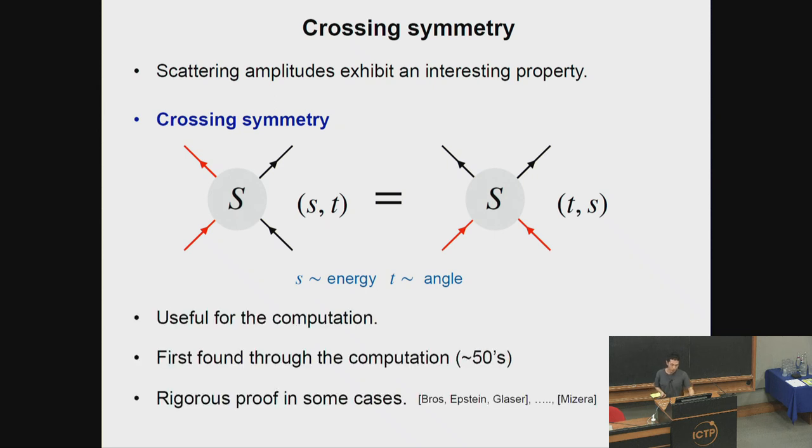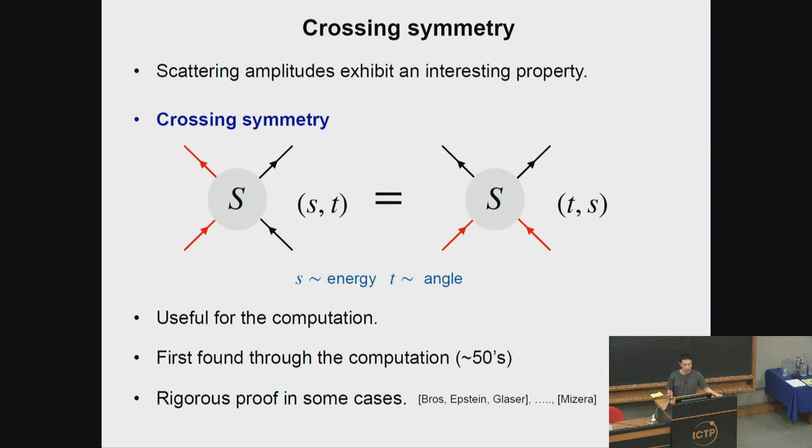So why are people excited about this symmetry? First of all, it is very useful for computation, because you don't need to redo the computation of this process. You can just do the computation of this process and that automatically spits out the answer for this process. As I already mentioned, this was first found through computation around the 50s. In some cases rigorous proofs were obtained by these authors, and more recently people were revisiting this question of proving the crossing symmetry.